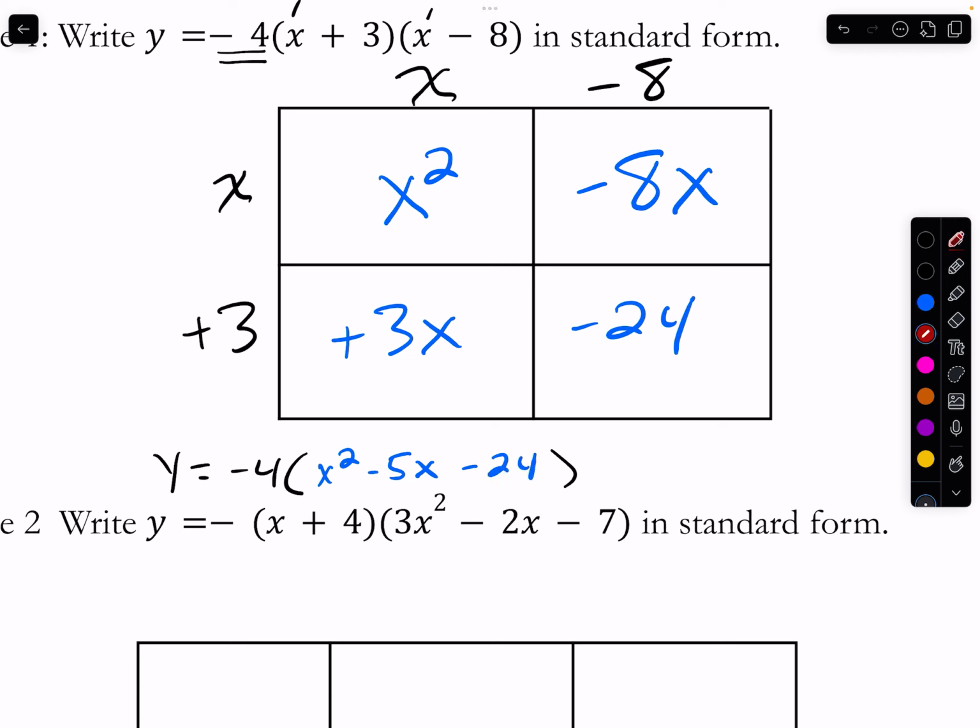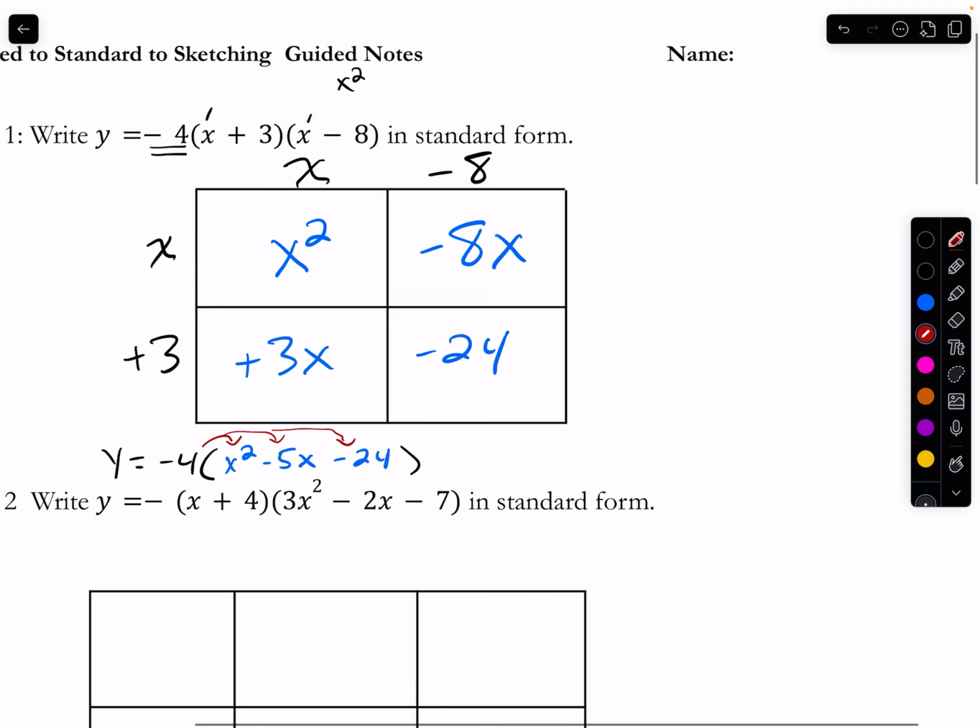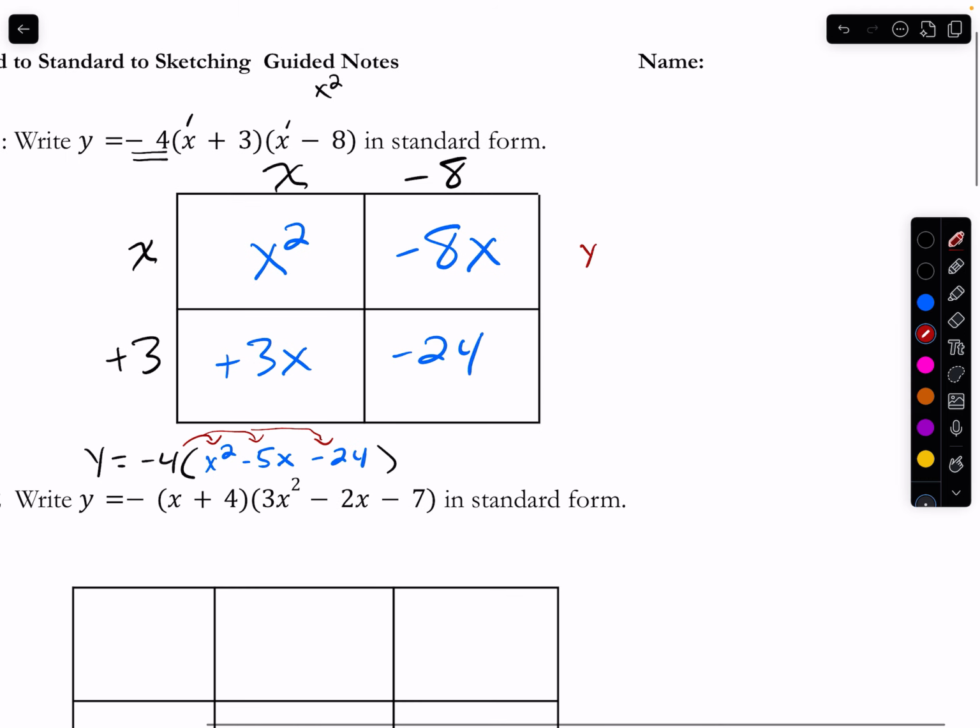And then our last and final step is we want to make sure that the value in the front, the a value, gets distributed into everything. So our final equation in standard form is this: y equals -4x squared plus 20x, and then -4 times -24 is going to be positive 96. So that will be our final answer here.